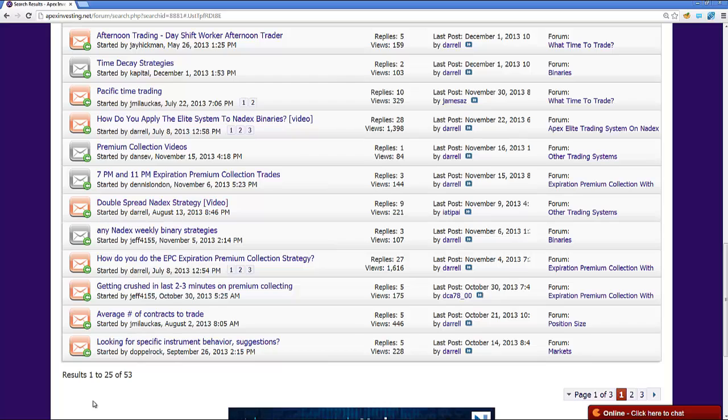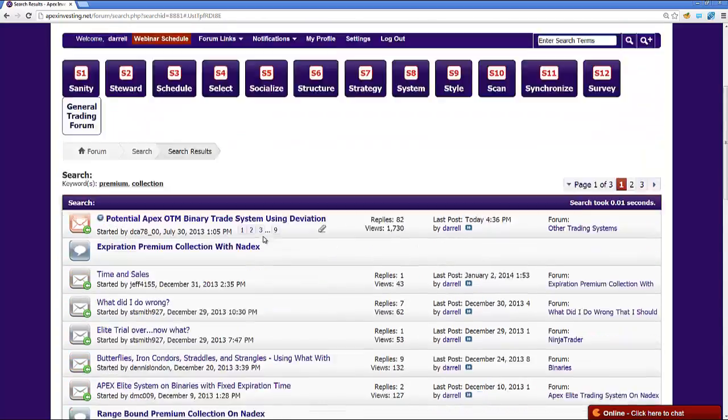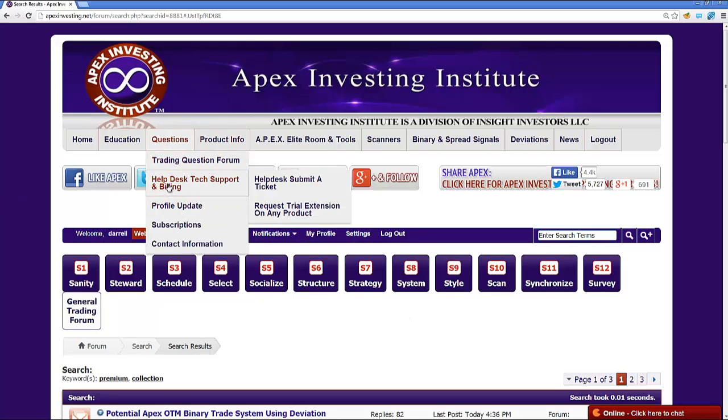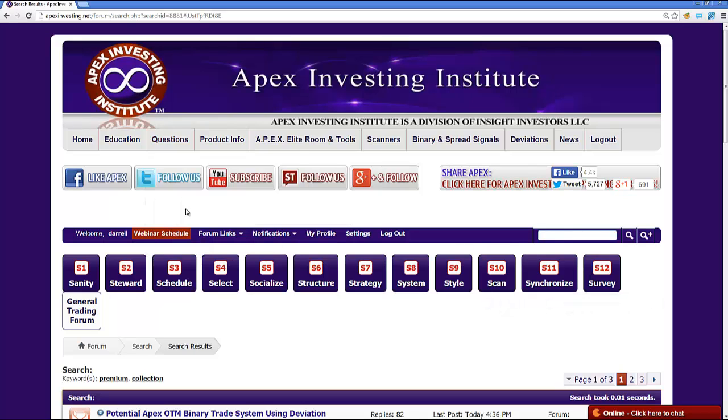Double spread, Nadex strategies, EPC premium collection strategies, which is the expiration premium collection. So stuff like that is all inside the forum. So just go to the forum and type in what you're looking for. And if you can't find it, just go to the questions and go to the help desk and submit a ticket and say, I'm looking for this, I can't find it, I did a search, and this is what I'm looking for. And we'll let you know where whatever specifically it is you're looking for is located.